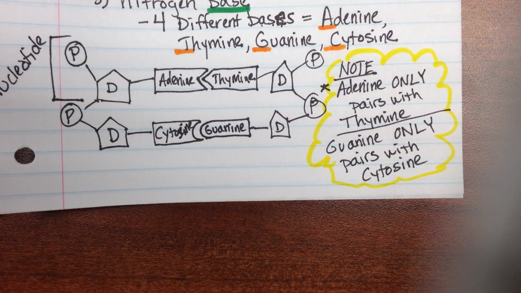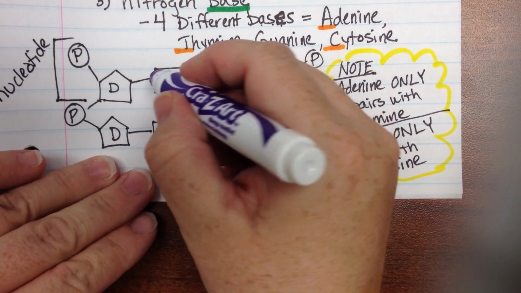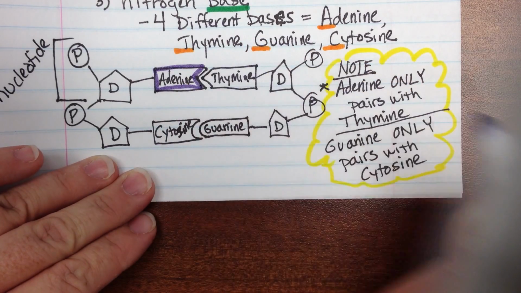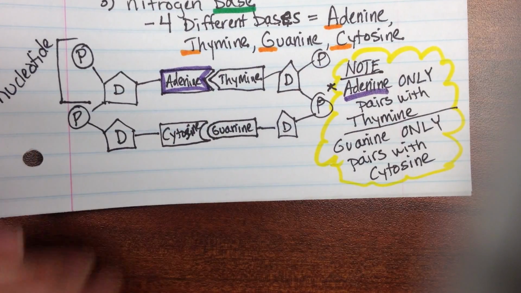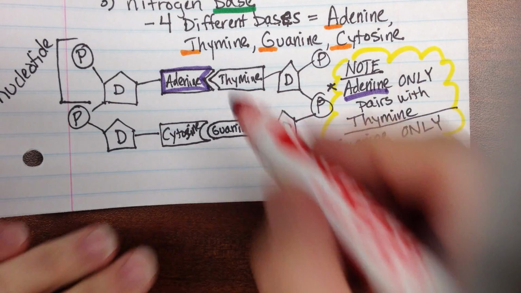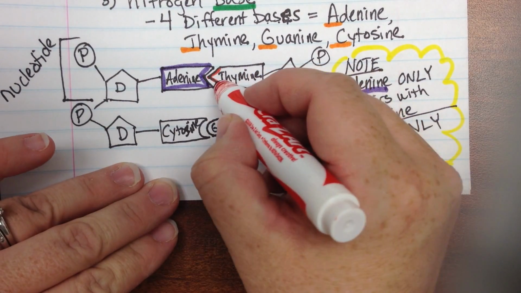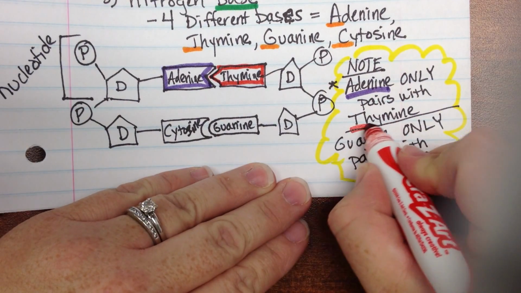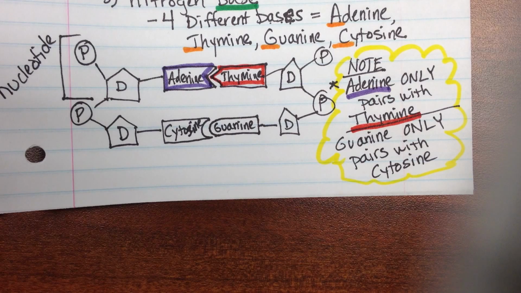Okay, and I'm going to add just a little color here so that we can remember what this looks like. So adenine, I'm going to underline my adenine the same color. I chose purple, and that goes with thymine. They always pair up together. They're buddies. So in the DNA molecule, you will always see adenine and thymine paired together.